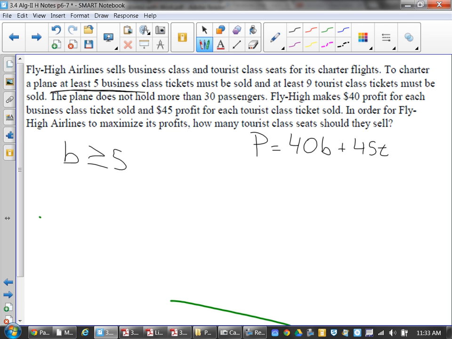Now, it says you have to have at least 5 of those, and at least 9 of the other. And if you add up all the seats, they have to be less than or equal to 30.